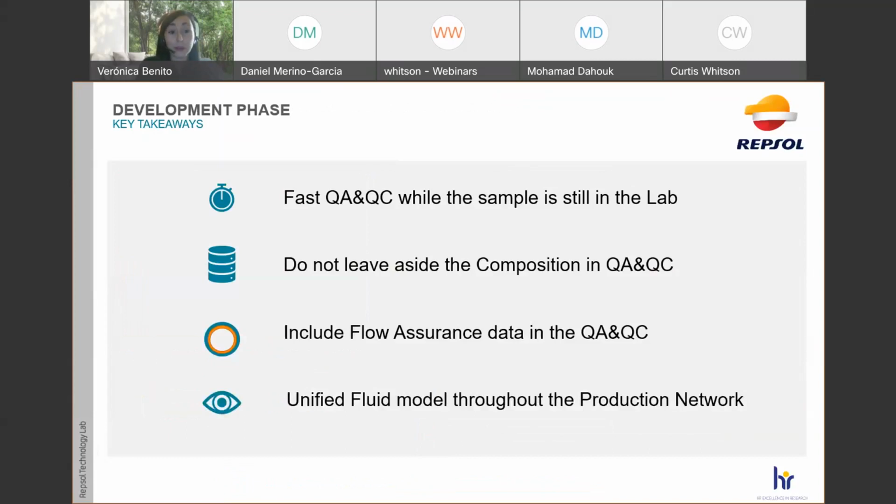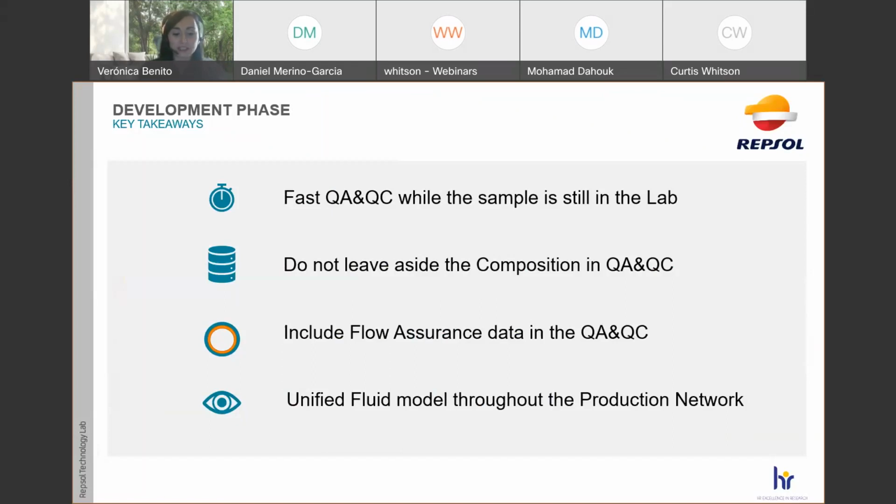So the key takeaways of the development phase are summarized here. First one, it's recommended to perform the QAQC analysis as early as possible, even while the sample is still in the lab, to detect inconsistencies and be able to repeat the experiments if possible. Do not leave aside the composition in the QAQC, not at all. It's the most important piece of the cake.